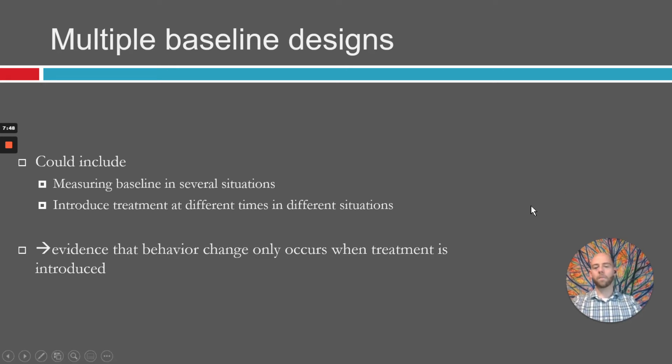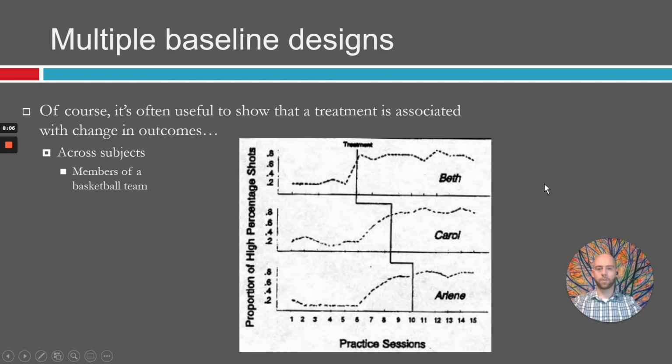So if you are able to do this, then you're going to be able to show people, look, I basically replicated my findings, conceptual replications of my findings with this participant across these different situations. So let me show you what I mean. If you were doing a multiple baseline with different subjects, it would just be basically that you are doing the same type of A/B design with different people at the same time.